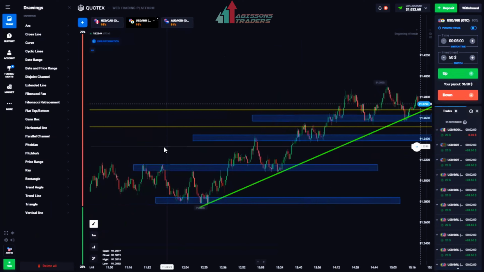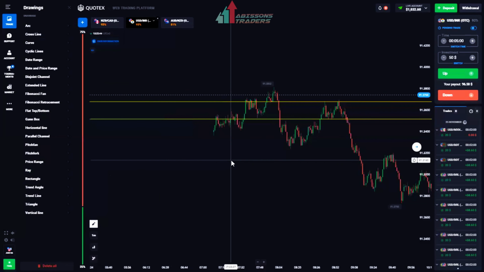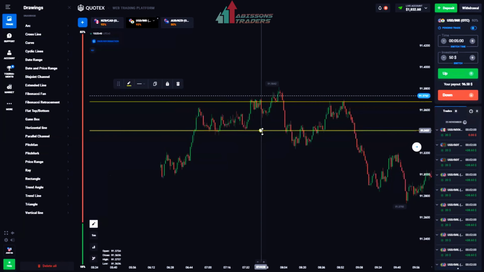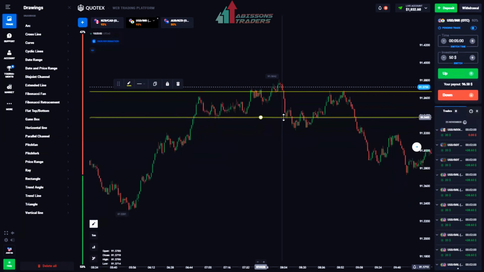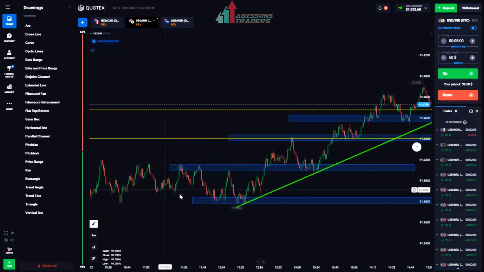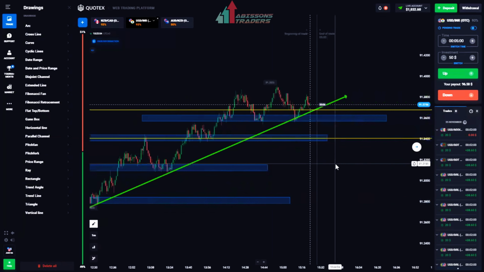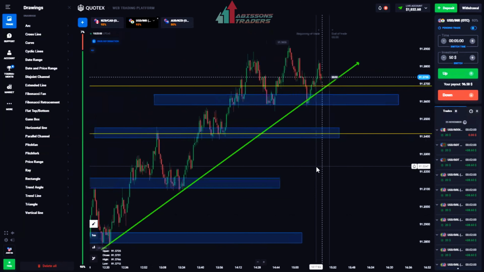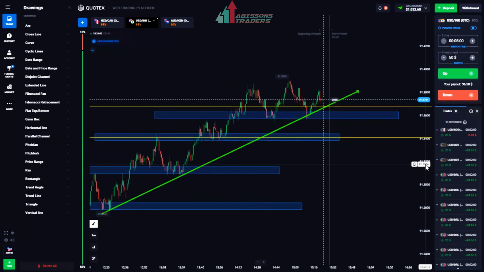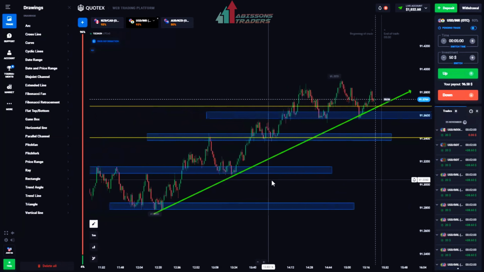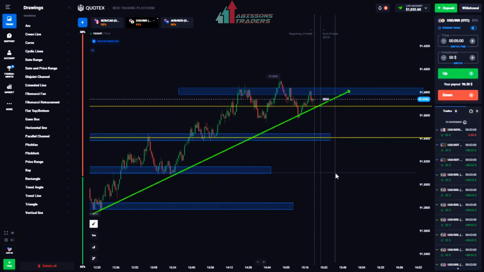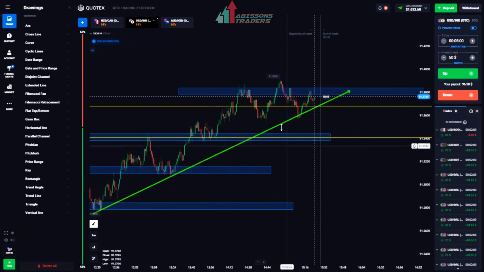Let's see this one. We have something here. This one, you have something here. That's a zone. That's a zone, guys. So this is our next zone. We will choose this one as our zone.